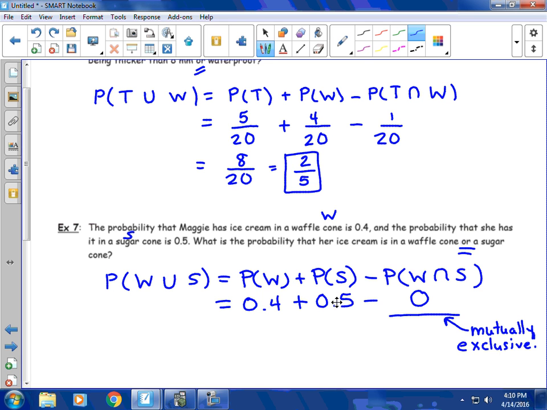I notice there's still a 0.1 probability left over. That just means she doesn't have a cone at all, probably. So when I get this, my answer is 0.9. So if they don't give you the intersection or the and scenario, it might just be because there's no way that can happen. They're mutually exclusive. So watch out for that mutually exclusive stuff coming up in problems as well.